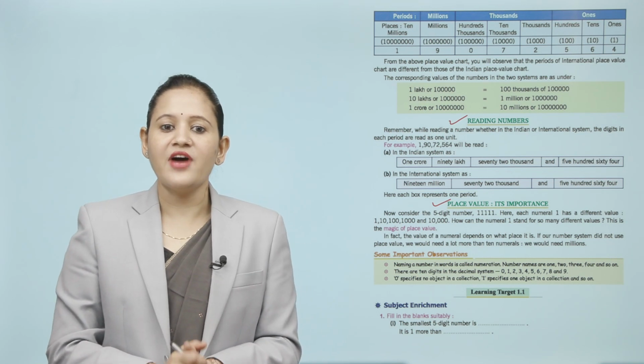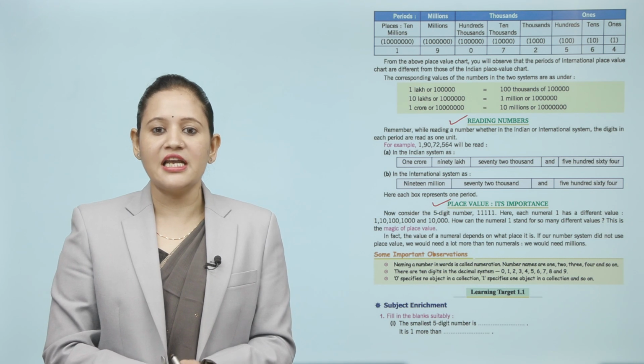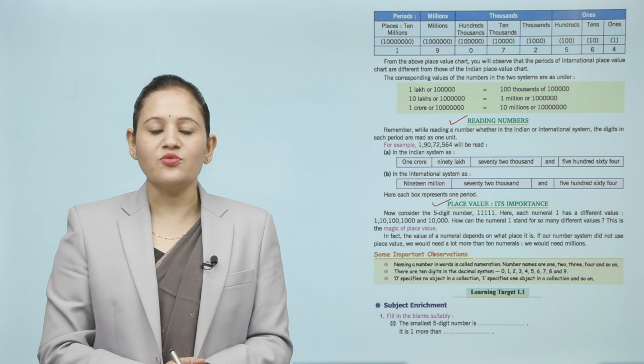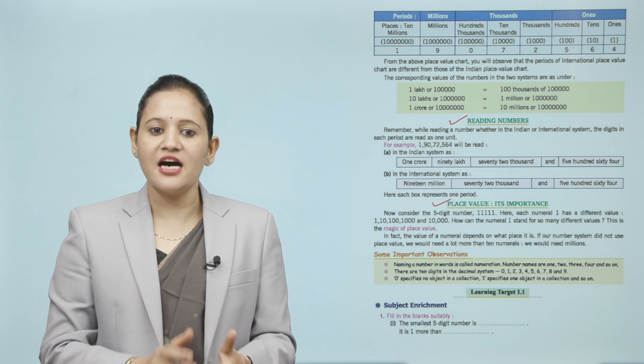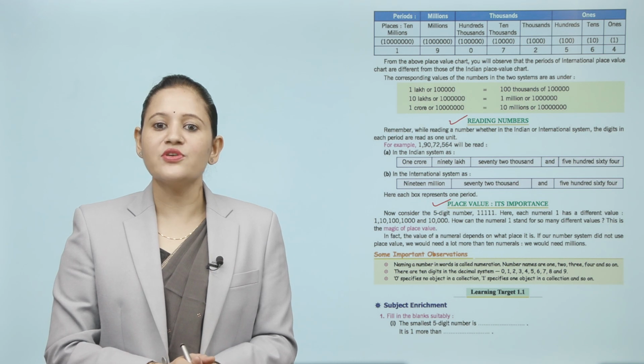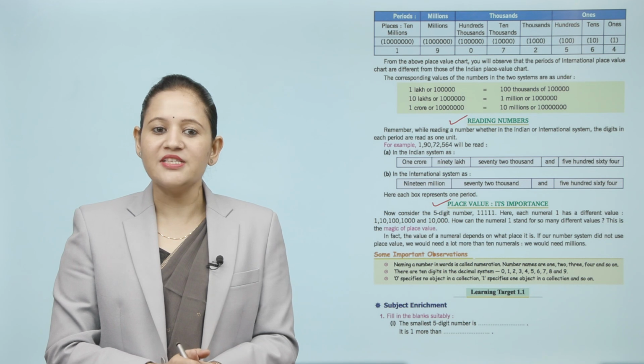Next, place value, its importance. Now consider the 5-digit number, that is 11,111. Here each numeral 1 has a different value: 1, 10, 100, 1000, 10,000. How can a numeral 1 stand for so many different values? This is the magic of place value.